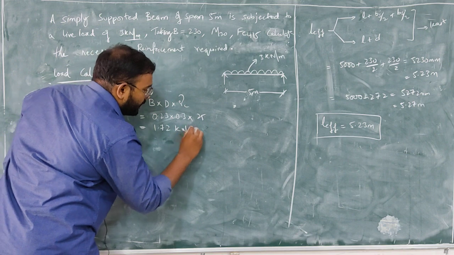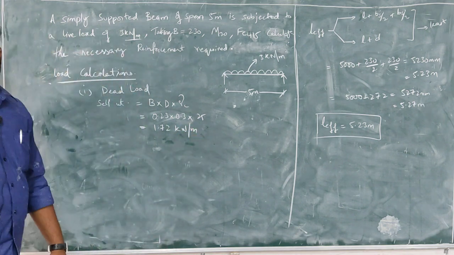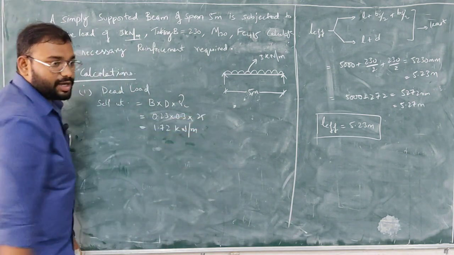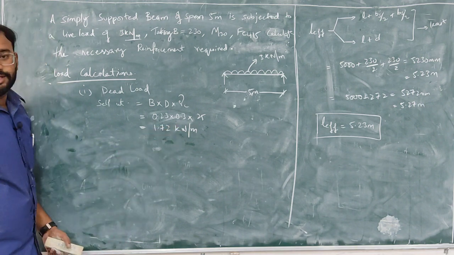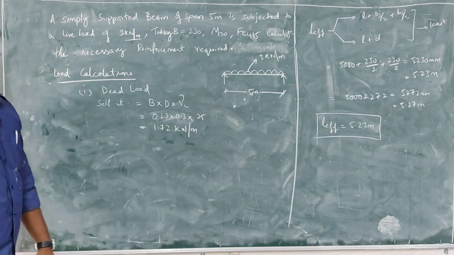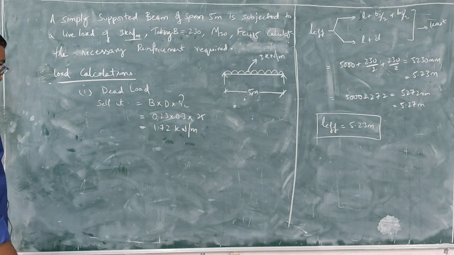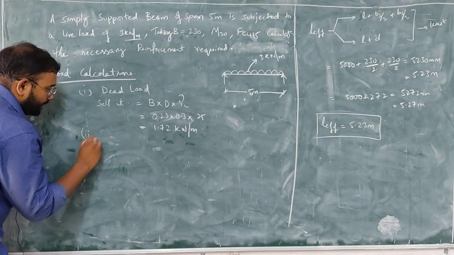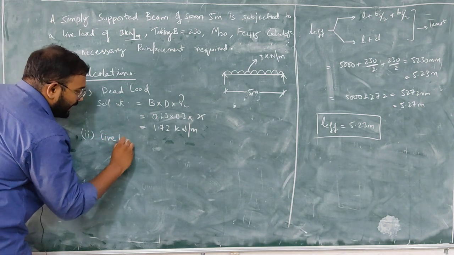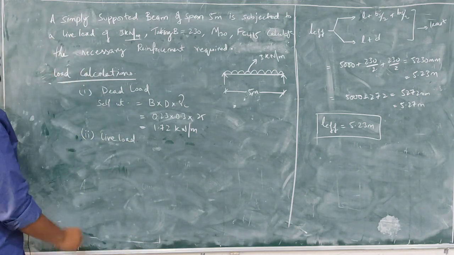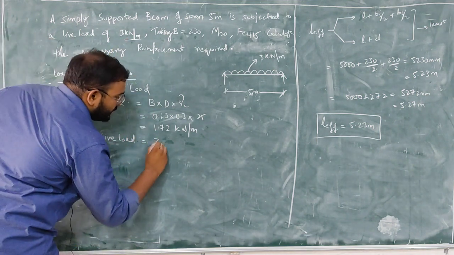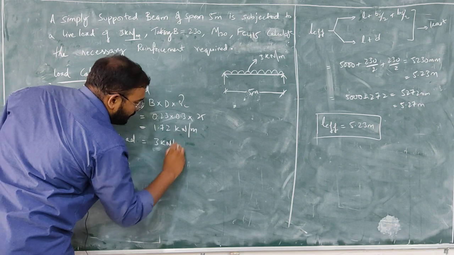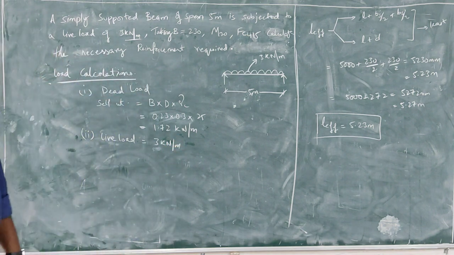1.72 kilonewton per meter squared, multiplying with 2 meters here. This will be kilonewton per meter. Now next is live load. Live load is directly given to you: 3 kilonewton per meter.